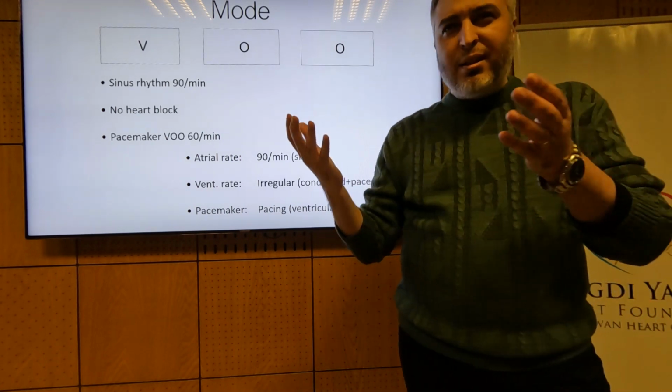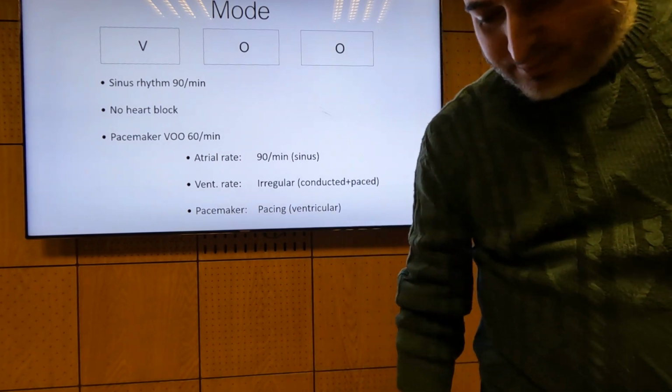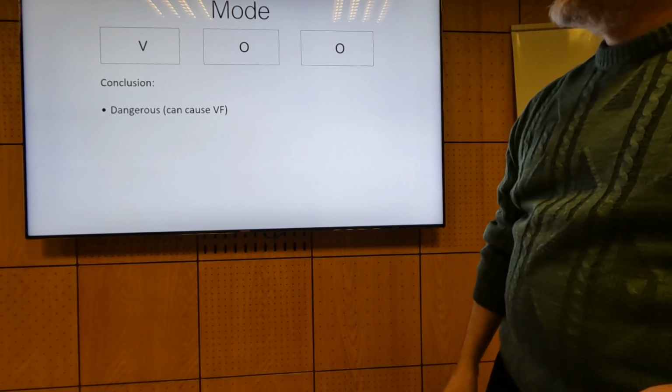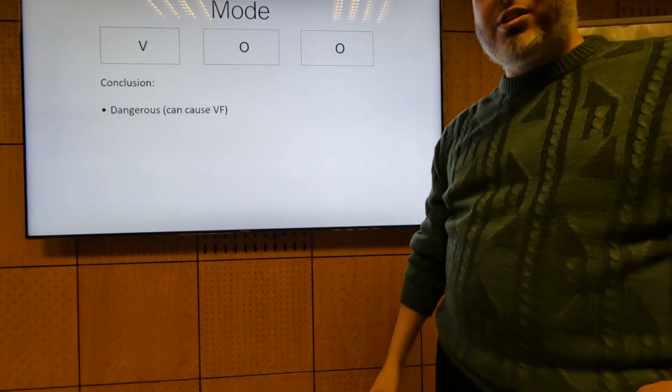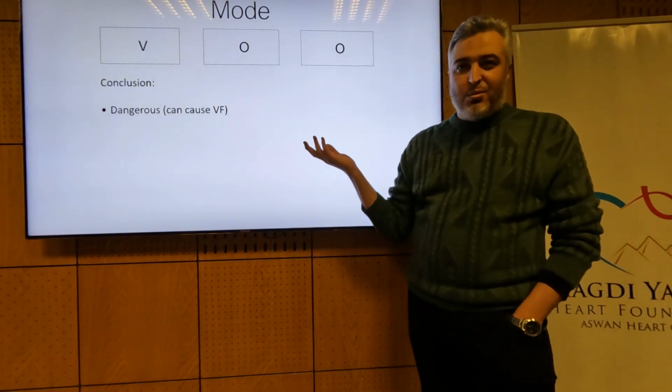Why would you put a mode that actually kills patients? And what's the problem in VVI? It doesn't kill patients. Why would you use VOO?